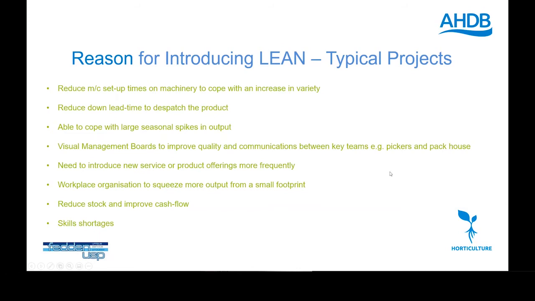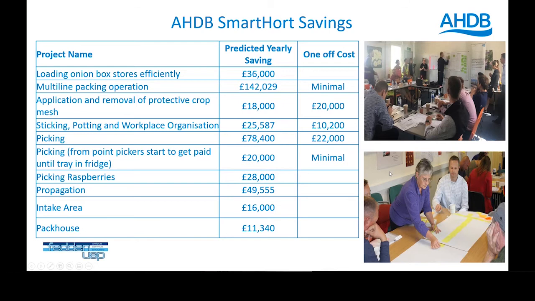So going through, Debbie, next slide, just going through some more of the case studies. These are some of the savings that we achieved on SmartHort 1, which was the initial group of companies that we put through the lean training. These are the yearly savings they achieved. In a minute I'll take you through some of these case studies in a lot more detail. But whenever it comes to a lean project, we calculate how much time is lost, work out how many times you carry out that operation a year, and what your labour rate is, so we can calculate the potential yearly savings of these productivity improvements within the business.